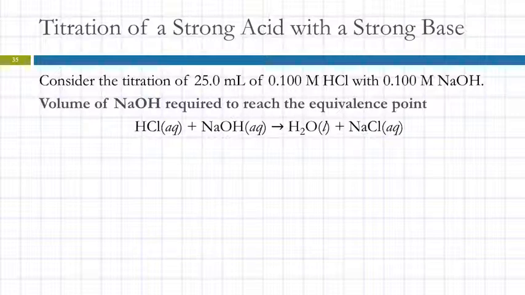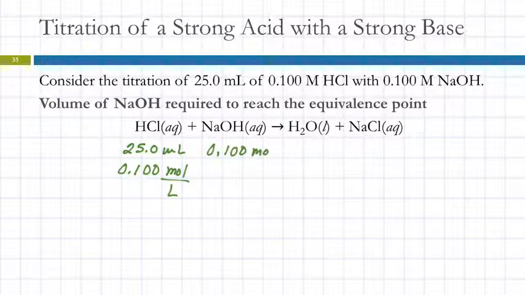Well, this is really just stoichiometry. So I like to use the chemical equation to organize this information. I've got 25.0 milliliters of the HCl, and that's 0.100 moles per liter. And the sodium hydroxide is also 0.100 moles per liter. And I'm trying to figure out the volume. And I probably want that in milliliters, right? So this is solution stoichiometry. This is what I know everything about, and this is what I'm trying to find something out about.